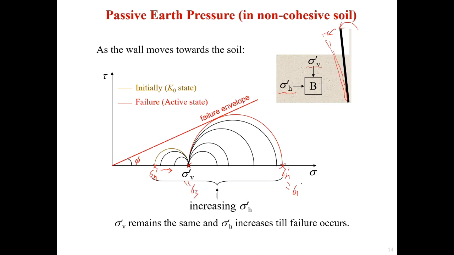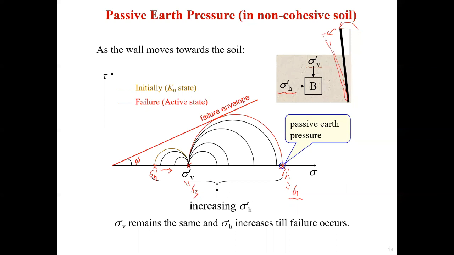sigma three. So you may notice that in the previous active case, sigma v is sigma one. So sigma one and sigma three have no correlation with sigma h or sigma v. It's just the greater of sigma h or sigma v. If sigma h is greater than sigma v, then that will be the major principal stress, sigma one. Otherwise, if sigma v is greater than sigma h prime, then sigma v will be equivalent to sigma one. So it's always just the larger of the two. Now the horizontal stress is the larger stress, and it becomes sigma one, and vertical stress becomes sigma three. So that's the passive earth pressure.